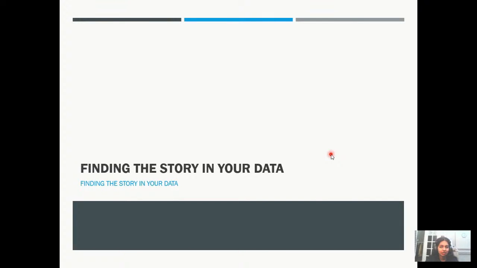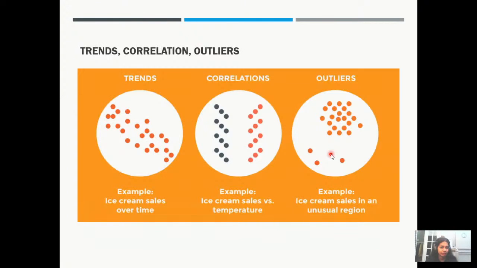Okay, so whoever it is, thanks for asking the trend line question, because that's what we are going to look at right now. How do you find stories in your data? What kind of stories can you find? You can find trends, correlations and outliers. Trend is when you find a relationship or some pattern over a period of time.